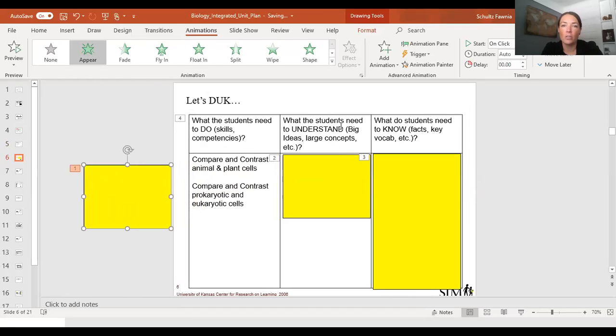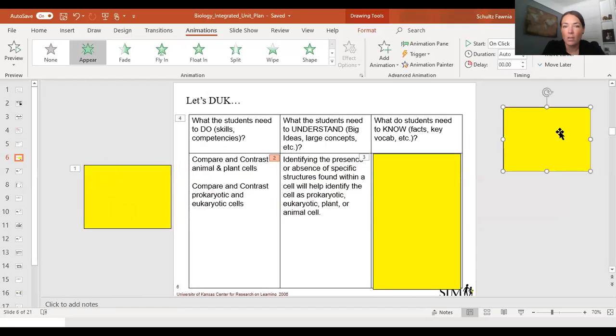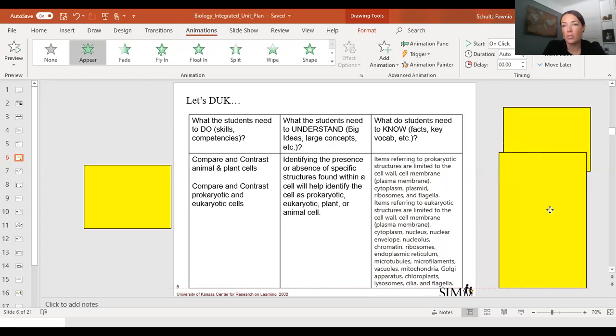What the students need to understand, what is the big idea here? What is the big takeaway or the large concept? So I have down: identifying the presence or absence of specific structures found within a cell will help identify the cell as prokaryotic, eukaryotic, plant, or animal. And from those content limits, I was able to determine what they need to know, all the key facts, right? Here I just copied and pasted in what the content limits are. What are the specific structures they need to know for each of those two major types of cells? So now I can take this information and apply it to my unit organizer.